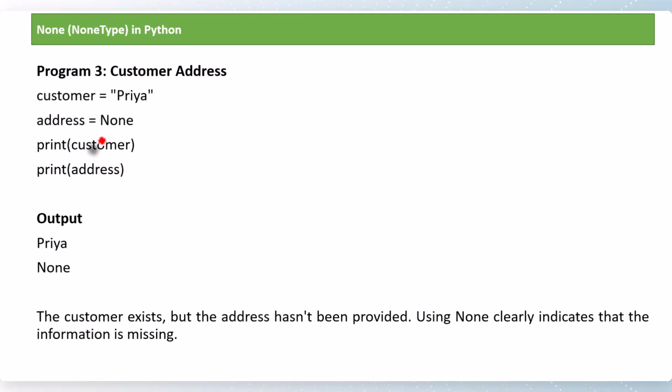I want to store the customer address here. In another program I have written customer equal to Priya, address equal to None. If you print customer, it is going to print Priya. If you print address, it is going to print None. The customer is there, but the address has not been provided. So using None clearly indicates that the information is missing.